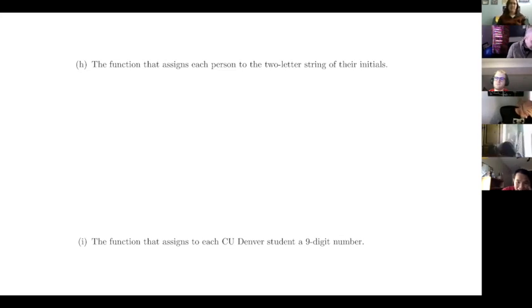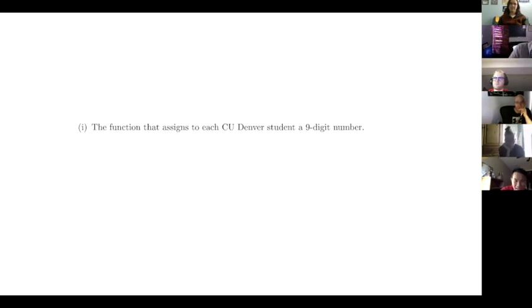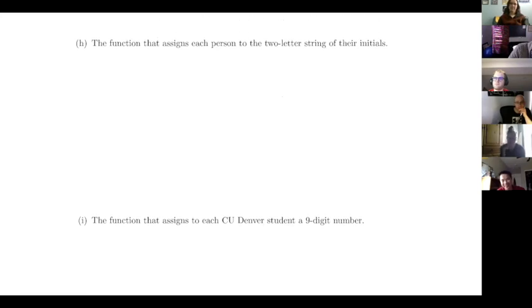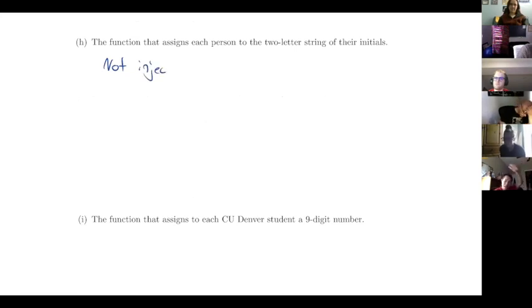Is it surjective? I don't know. Probably. We can find somebody in the world that has a first and last name for every combination that we could exhaust. So can we just not prove that then? Yeah, I mean, we can certainly prove that it's not injective, but can we prove that it is surjective?